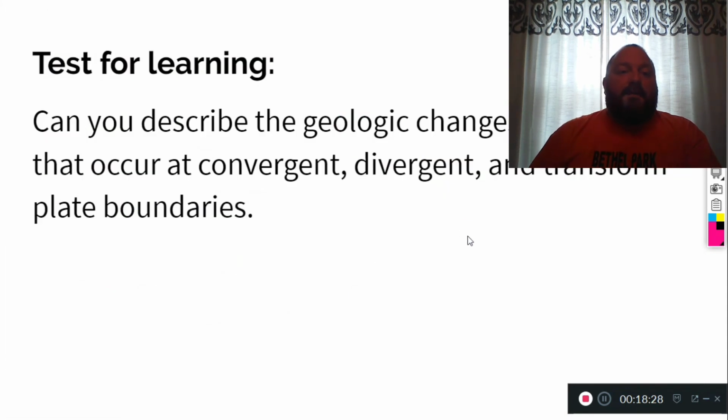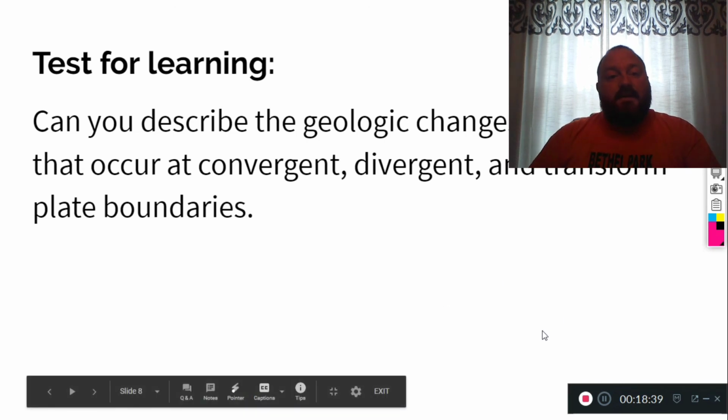So I have a quick test for learning. Ask yourself, can you describe the geologic changes and events that occur at convergent, divergent, and transform plate boundaries? Take a second, you can pause it now, you can see if you can do that.